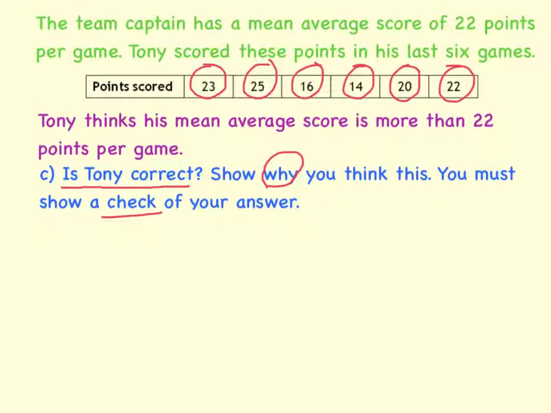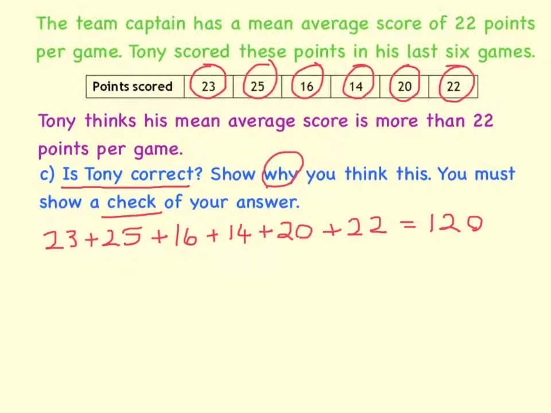The easiest way to work out the mean average is to add up all the scores and then divide that figure by the number of scores. So the first thing we need to do is write these out. 23 plus 25 plus 16 plus 14 plus 20 plus 22. Now you were allowed a calculator in the maths test, so I have used one also, and that totals up to 120.